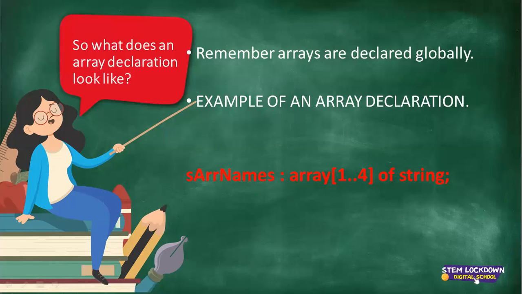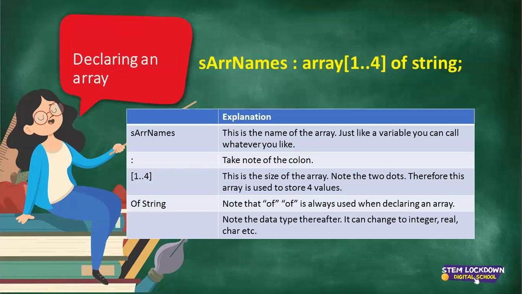Now we will get a chance to type it out, but let's understand exactly what each part in this declaration looks like. So S array names, if you're looking at your screen, is the name of the array. Just like a variable, you can call it whatever you like. This is something that I know learners are going to mess up. There is no equal to. Lewis asks, mustn't there be an equal to? No, Lewis, when you are declaring an array, there is no equal to. Take note of the colon. It is only a colon. There is no equal to. We are not assigning values to it.